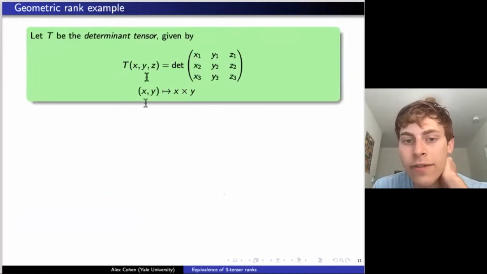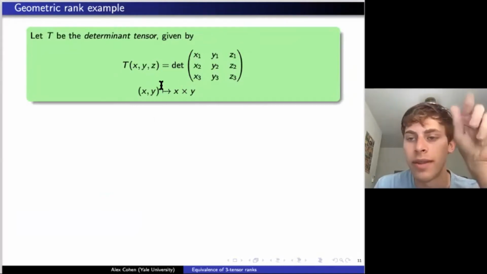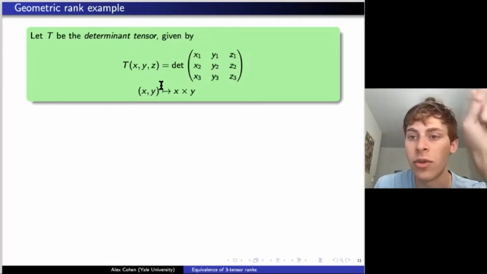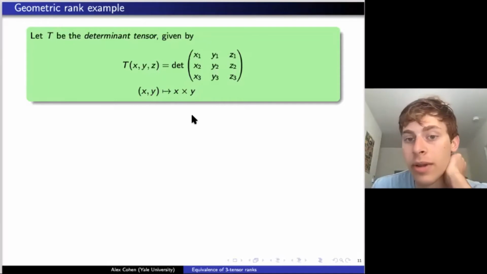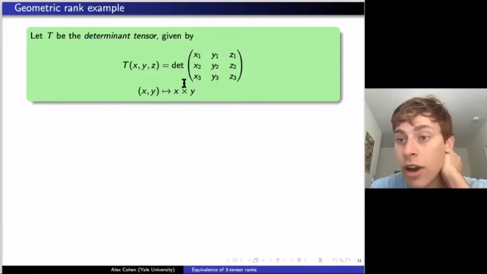Okay, the bilinear map that we get from this tensor, what is it? Well, the image of x and y should be the vector such that when you dot that with z, you get this determinant. And it's exactly the cross product. So T of x and y is x cross y.